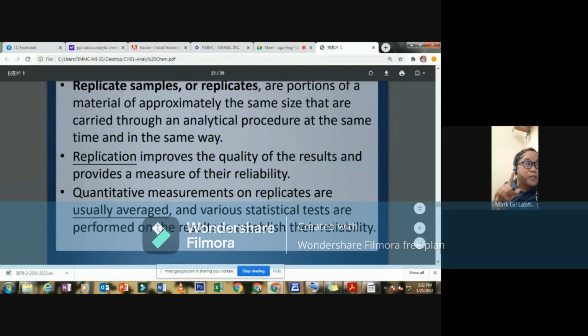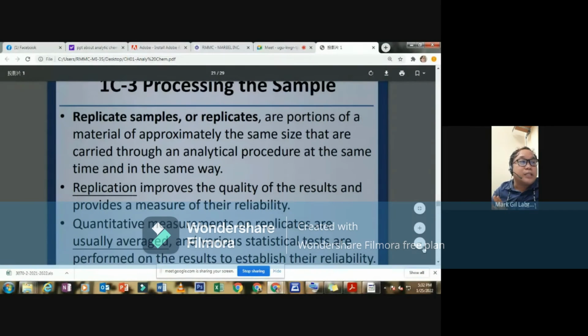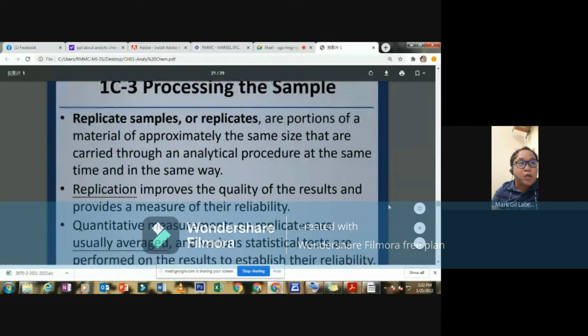What he probably means are the so-called replicate samples, or another term, replicates. Meaning, they are portions of a material of approximately the same size that are carried through an analytical procedure at the same time and in the same way.